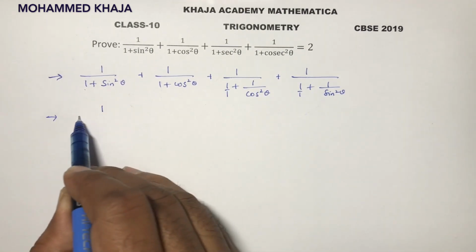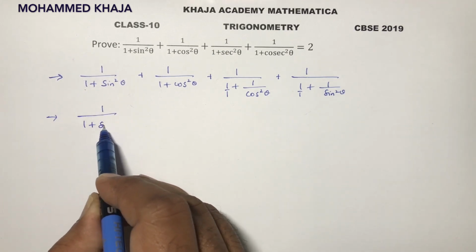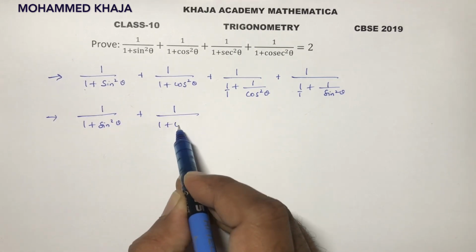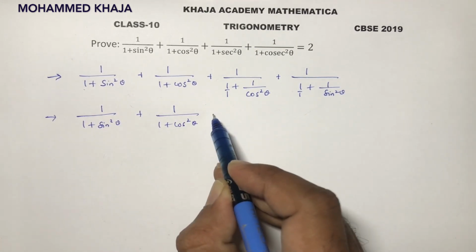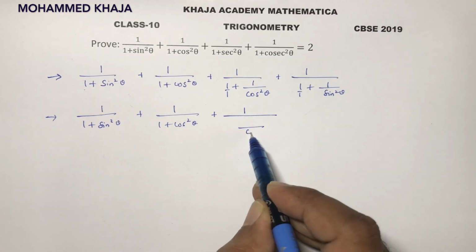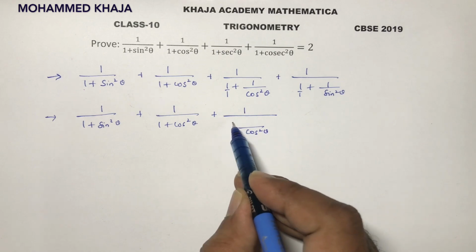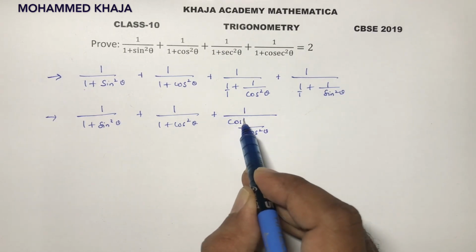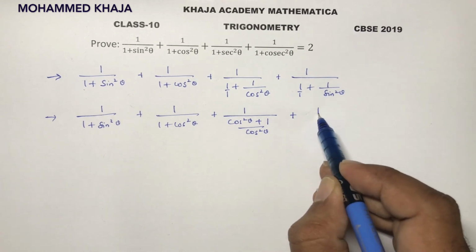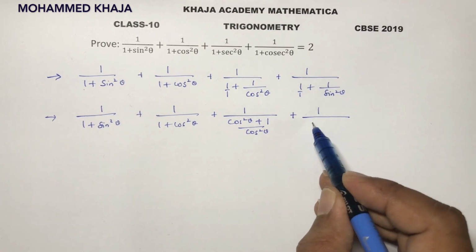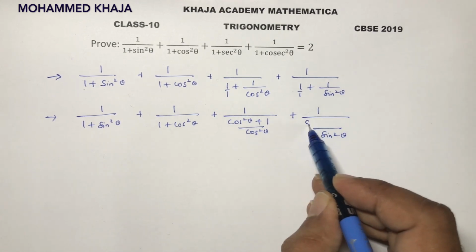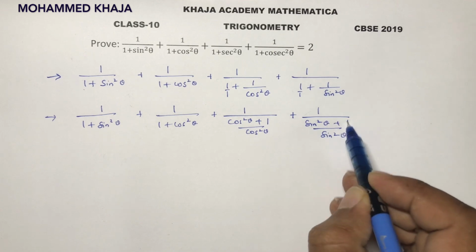Now here 1 by 1 plus sine square theta plus 1 by 1 plus cos square theta, these two terms as it is, plus here 1 by, in this if we take LCM cos square theta, so here I'll multiply cos square theta plus 1, plus here in the denominator part if we take LCM as sine square theta, so here you'll get sine square theta plus 1.